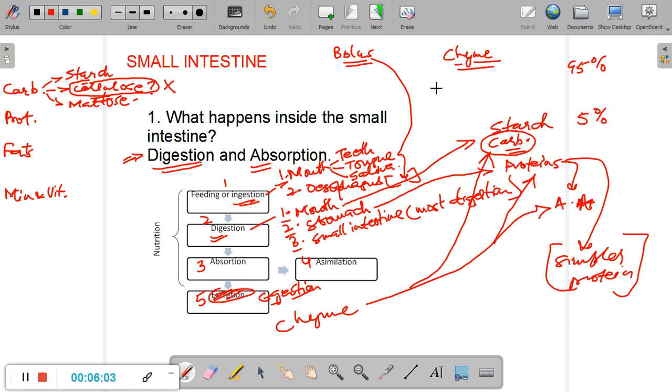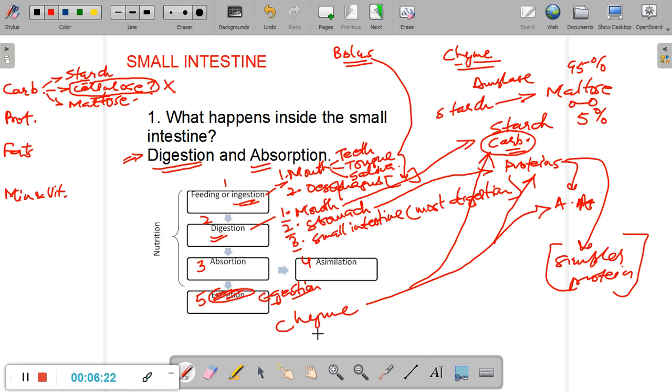Maltose, do you remember from where? The enzyme called amylase in the mouth digests starch. It breaks down the starch into a simple carbohydrate called maltose. This maltose is made up of two glucose units, two glucose molecules. It still needs to be broken down.